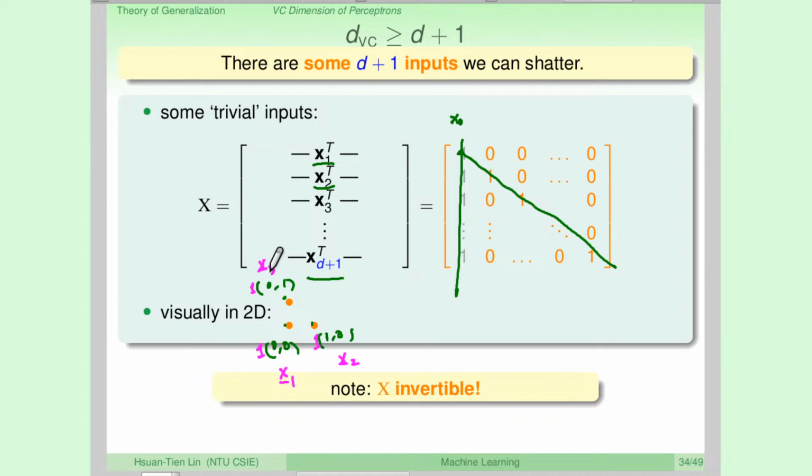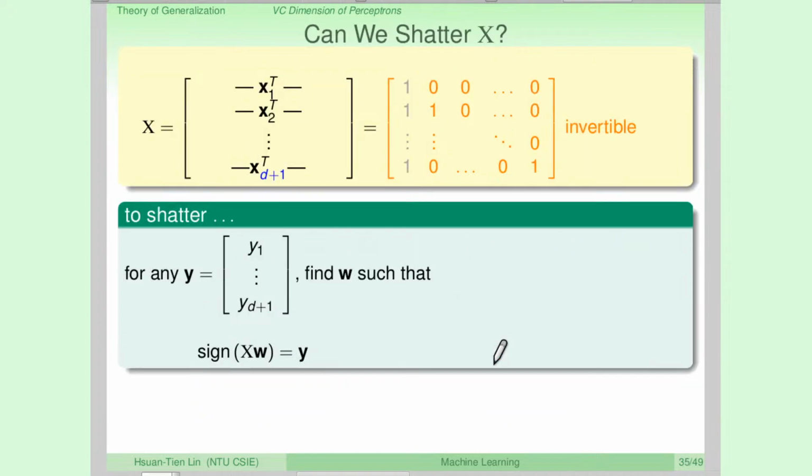One thing that you can notice, and you should convince yourself of, is that this particular matrix is invertible. Why is invertibility important in this problem? Well, let's consider these particular inputs and see what we can do with perceptrons.